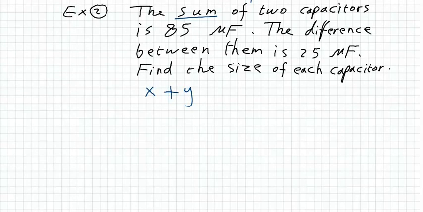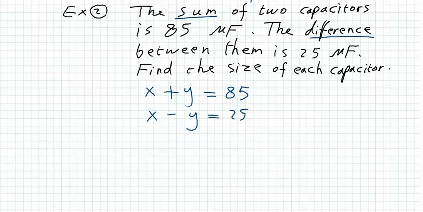The sum of them, the word sum is a key word, means addition. The sum of them is 85 microfarads. And then the problem says the difference between them. The word difference is a key word, means subtraction. So if we subtract these two capacitor sizes, it will be 25 microfarads.